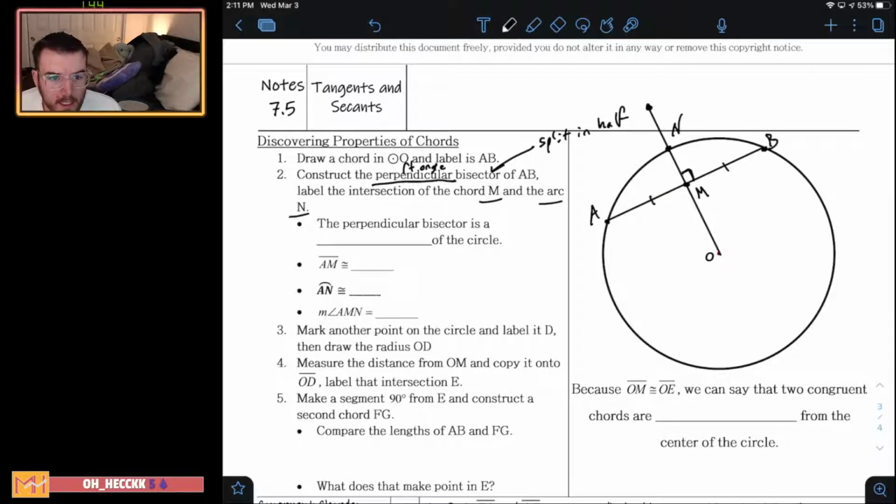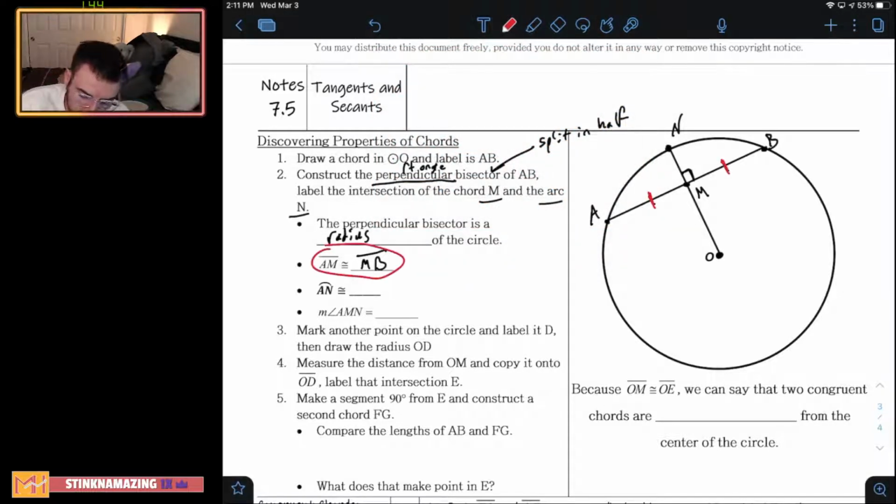So the perpendicular bisector is a radius of the circle. This is a radius. You know what, let me not go all the way through. Let me draw it like this. Now it's a radius, because it went from the center to the edge of the circle. AM is congruent to MB because we said that it was being split in half. So this half is the same as that half, which is what that's saying.